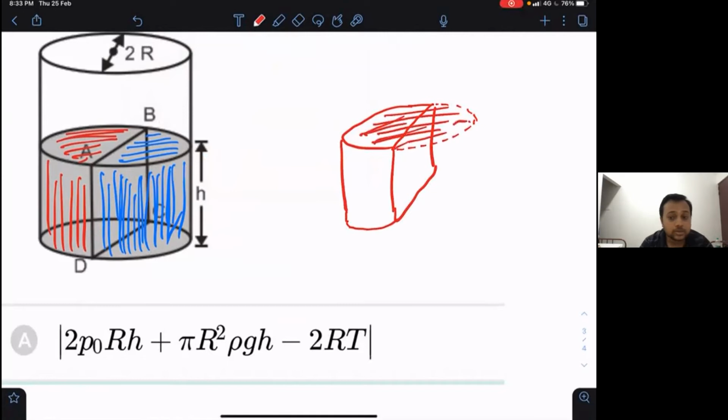Now in the surface of the liquid, surface tension is present, and any part of the surface will pull the other part of the surface with which it is in contact. And the force of attraction between the two parts of the surface is distributed over the entire length in contact. And the force that one part of the surface applies on the other part of the surface per unit length in contact is called surface tension.